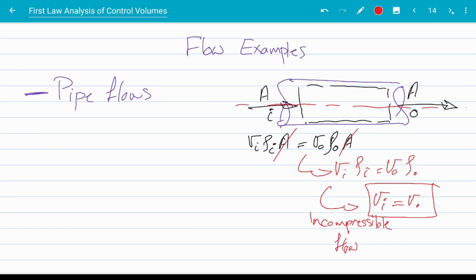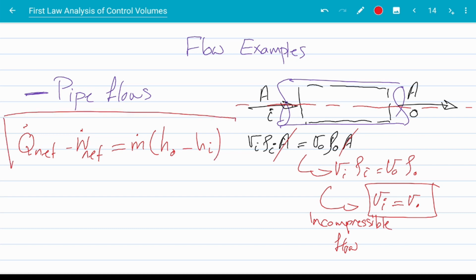Now, a pipe flow is usually on the same elevation throughout, so the change of potential energy is also negligible. So all that remains is Q.net minus W.net is equal to mass flow times H exit minus H entrance. So unless stated otherwise, this is the equation to go to for a pipe flow.